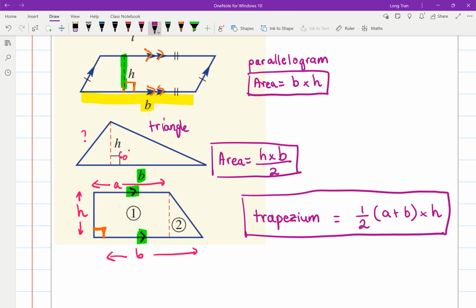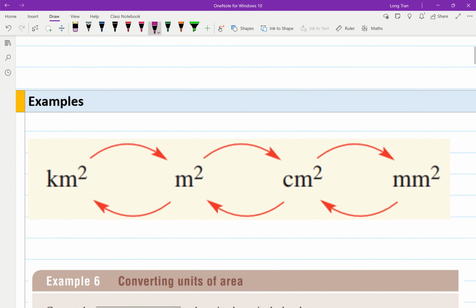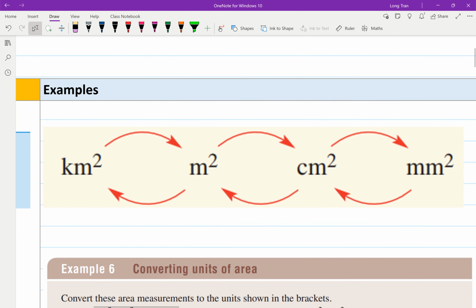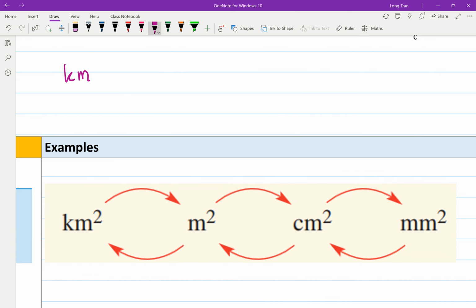And then we'll do some examples together. Here we go. This is what I want you to copy into your exercise book. You are going to refer to this quite a bit. And I'm going to write up here just to remind you as well: km to meters, to centimeters, to millimeters. There's a common misconception or common error, and I want you to copy down this flowchart.